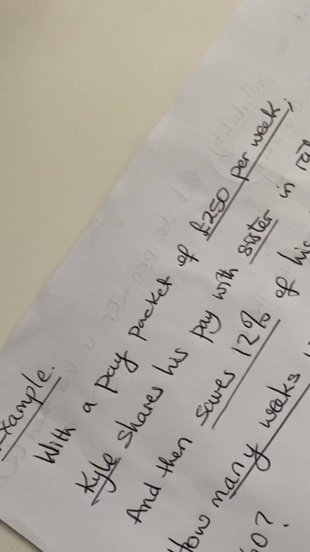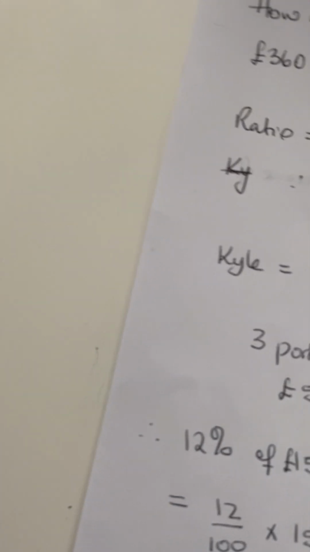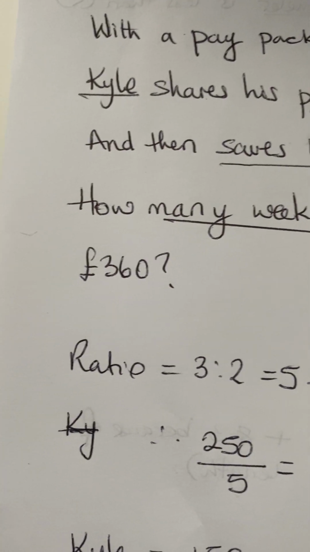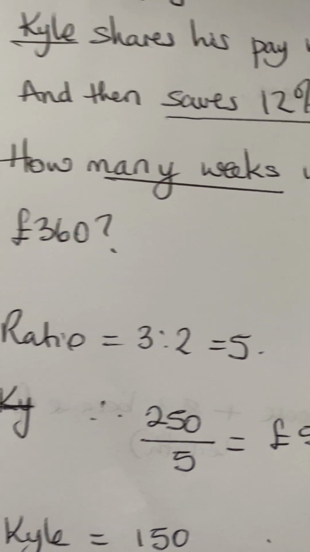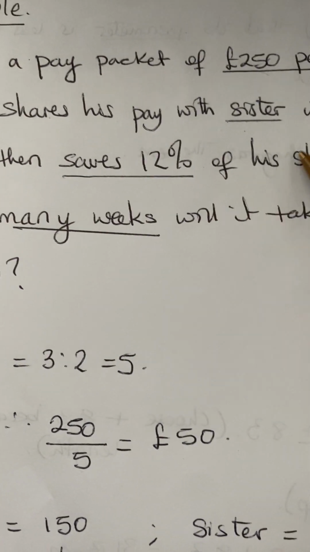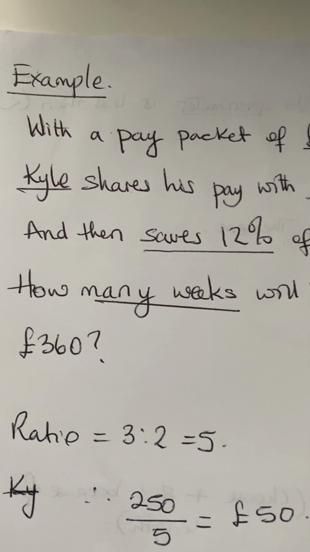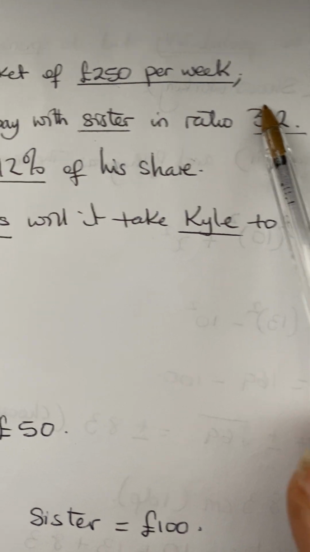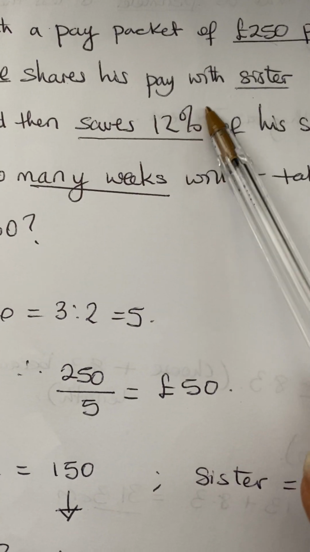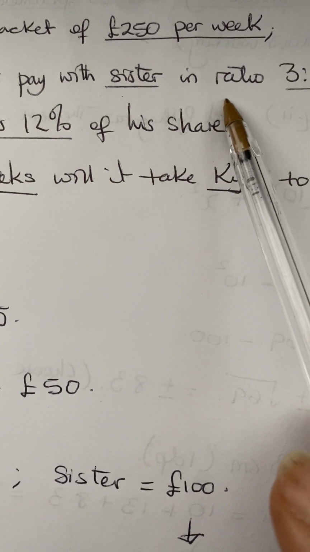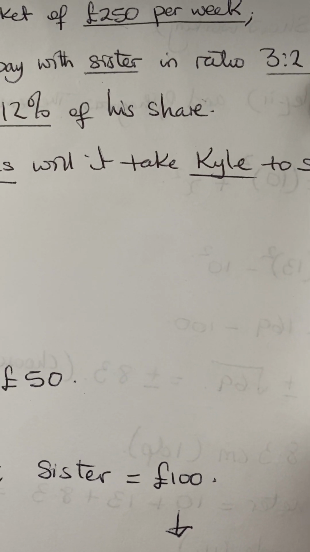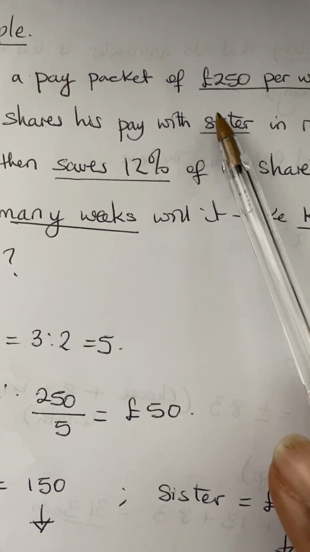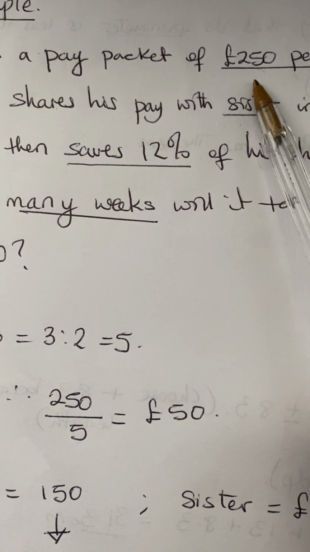Now, I thought I'll put this in here, it's also a past paper. Okay, it has to do with proportion and ratio. We've done this several times. So with a pay packet of $250 per week, Carl shares his pay with his sister in the ratio 3:5. So the total ratio will be 5, and he gets paid $250 per week.